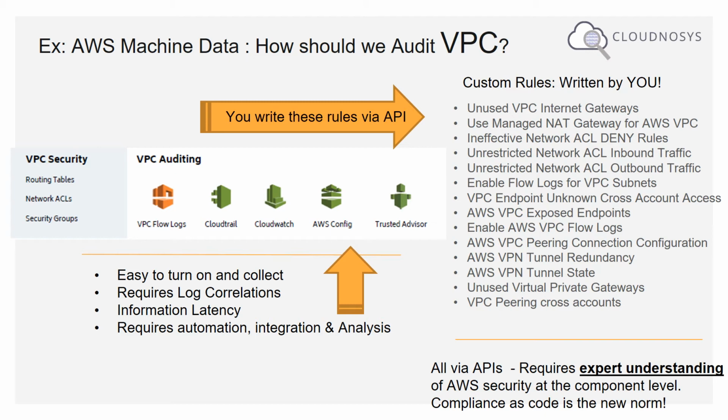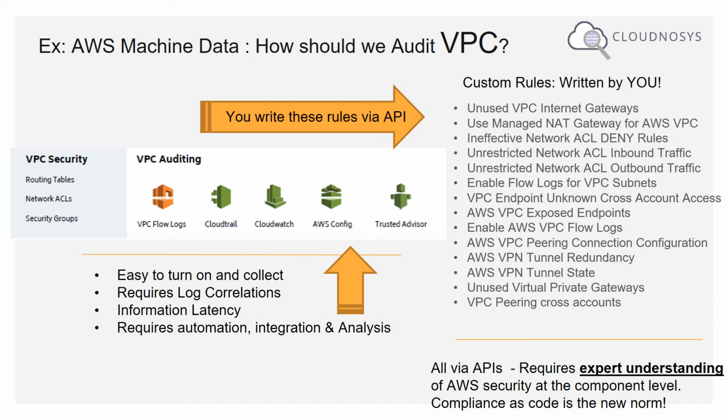Okay, so for example, unused VPC internet gateways. If you have those, you need to get rid of them. Or if you have ineffective network ACL deny rules, you need to look at those and firm them up. And unrestricted network ACL inbound traffic, or enabling flow logs, and basically the list goes on. Like tunneling and gateways and peering. VPC peering across accounts is generally not preferred, and you shouldn't be doing those kinds of things. That's across AWS accounts, so two different AWS accounts, two different VPCs, peering across each other.